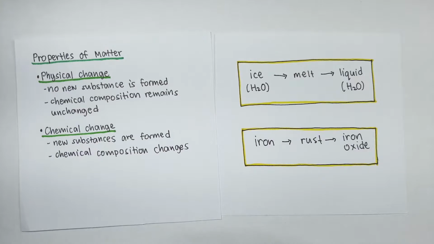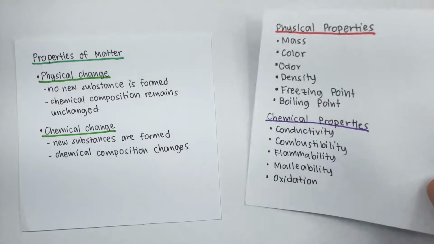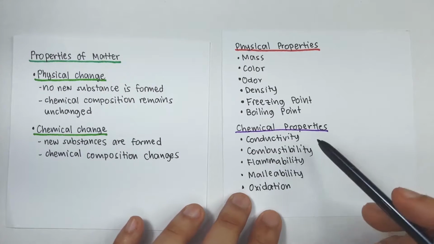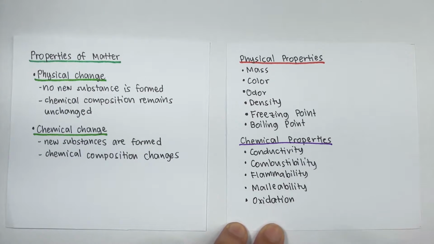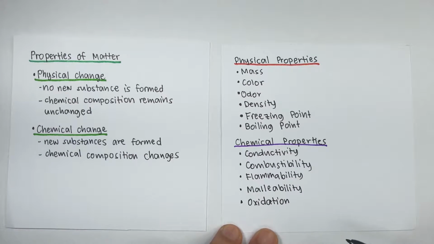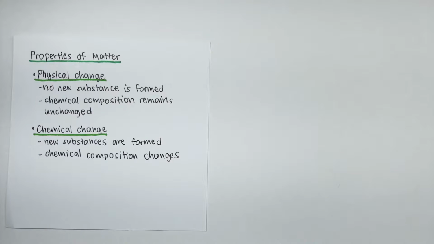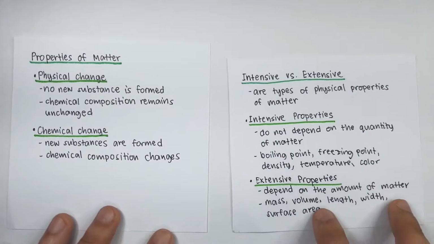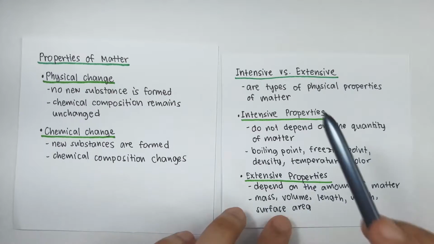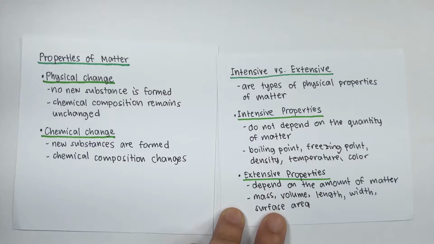So ano ba yung mga physical and chemical properties? So these are some of the examples of the physical and chemical properties. So kung mapapansin nyo, yung chemical properties, most of them ay may "-ity" sa dulo. Okay? So last is, yung physical properties natin, you can further classify those as either intensive or extensive properties.